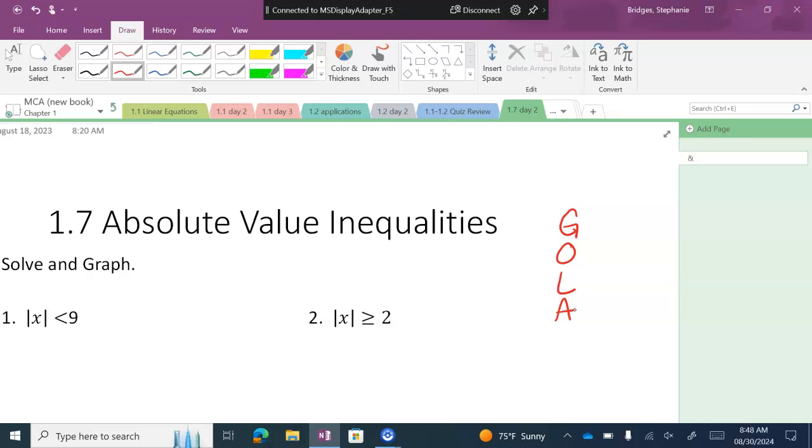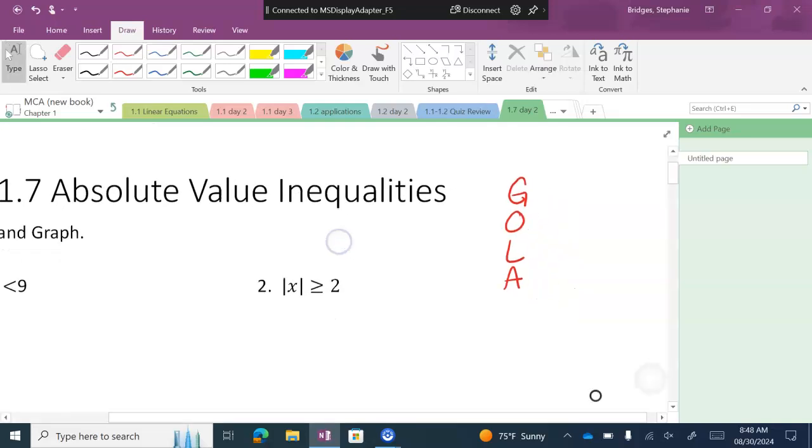The G, which inequality starts with a G? Greater than. So if it is greater than, what joining word did I use? Or. And then if it is less than, we use and.